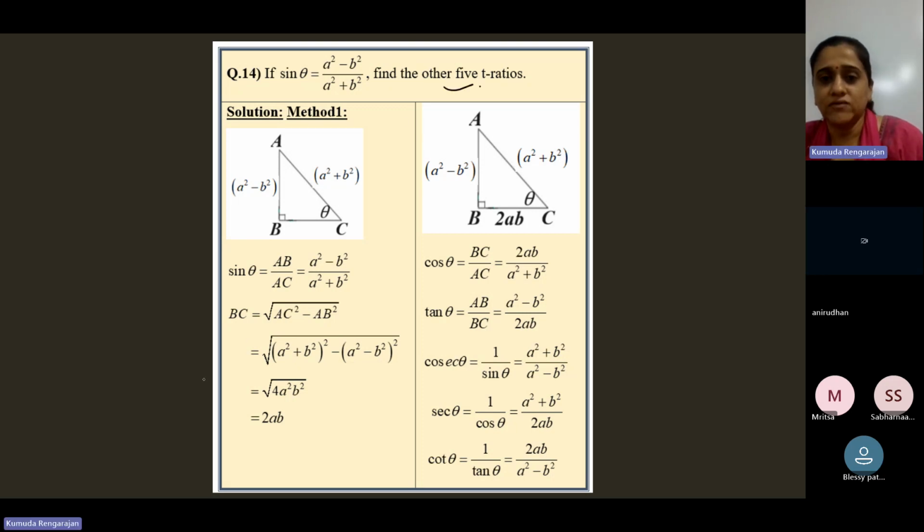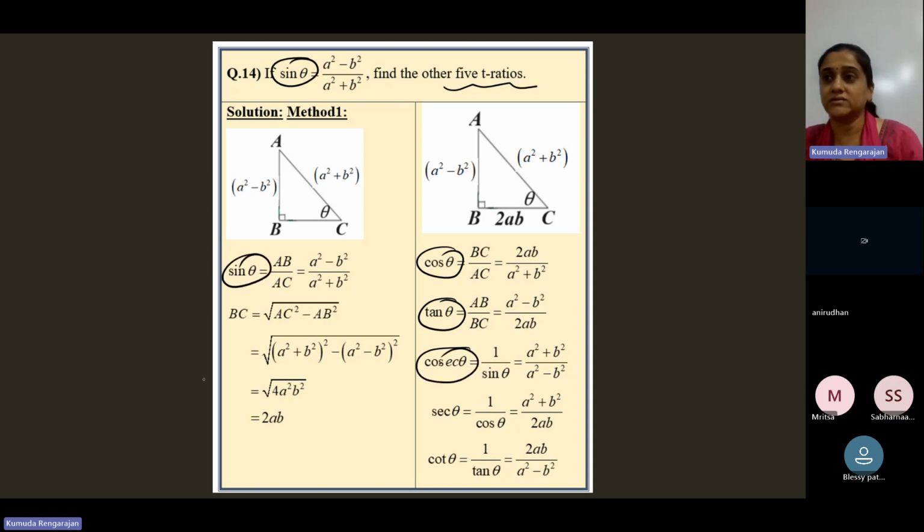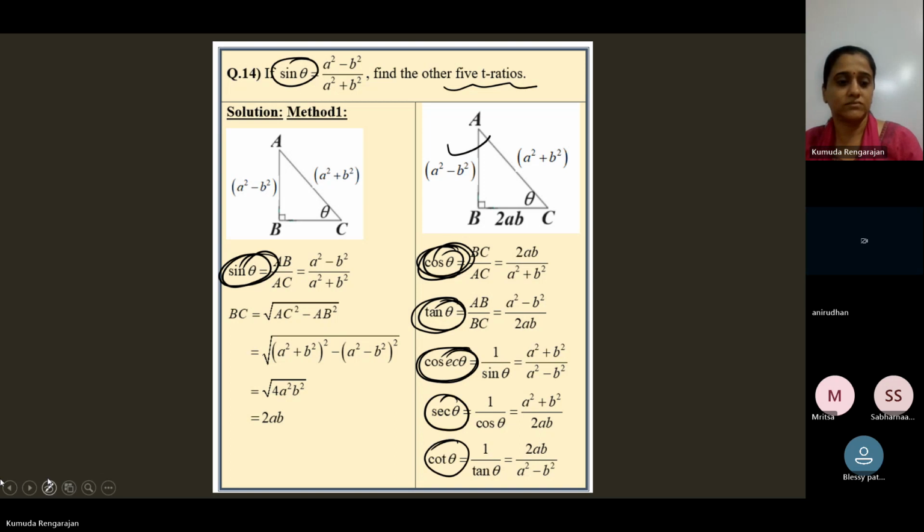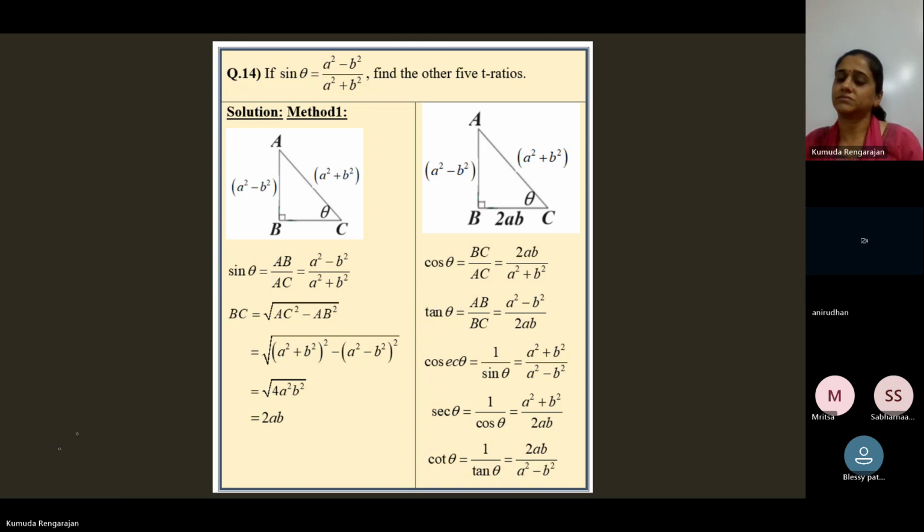The question is to find the other 5 t ratios. So sine theta is given. You should find cos theta, tan theta. It's enough if you find cos and tan. Just write the reciprocals. With sine theta, you can write cosecant theta, reciprocal of sine. Cos theta, you found from the triangle. If you find cos theta, secant theta you can write easily, reciprocal of cos. Find tan theta from the triangle and its reciprocal is cot. Correct?